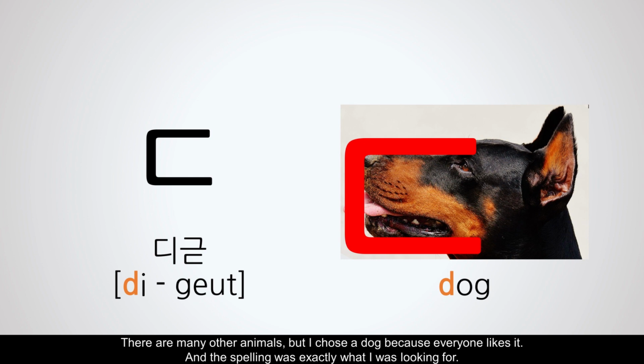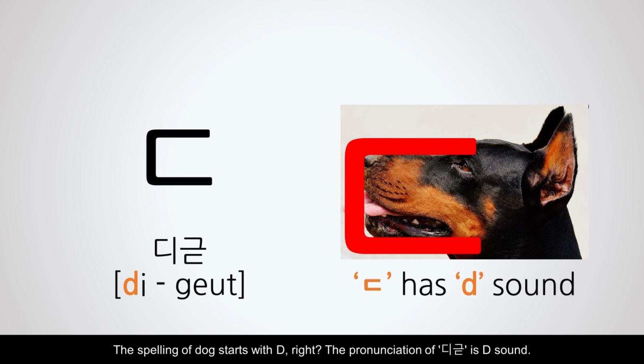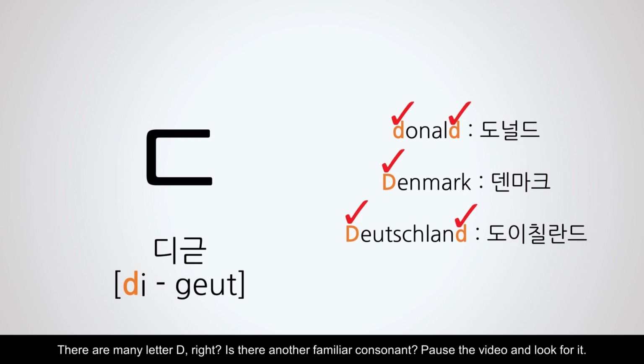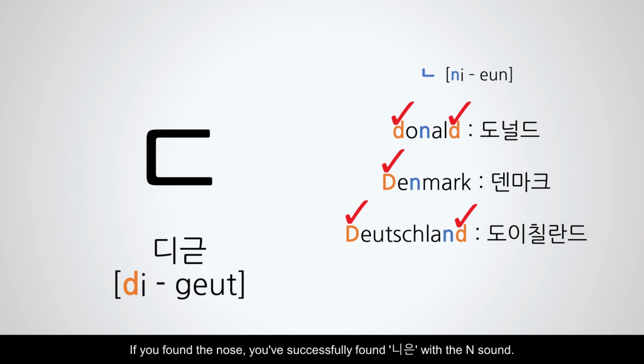And the spelling was exactly what I was looking for. The spelling of dog starts with D, right? The pronunciation of 디귿 is D sound. Donald, Denmark, Deutschland. There are many letter D, right? Is there another familiar consonant? Pause the video and look for it. If you found the nose, you've successfully found neun with the N sound.